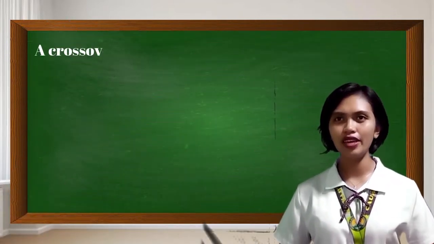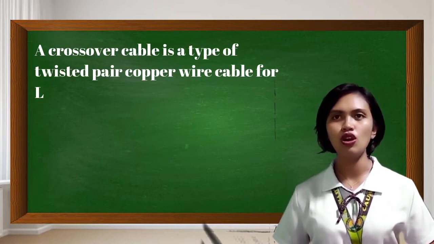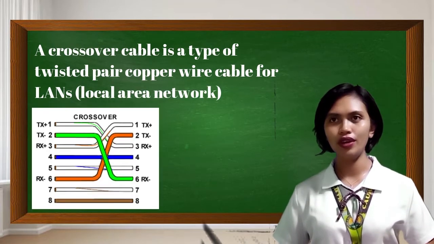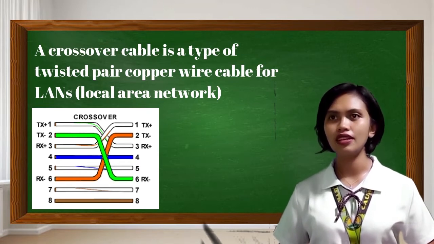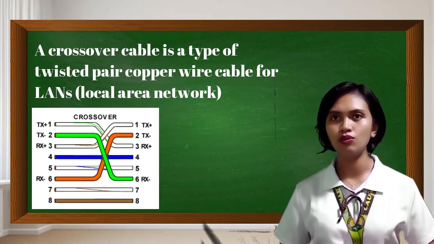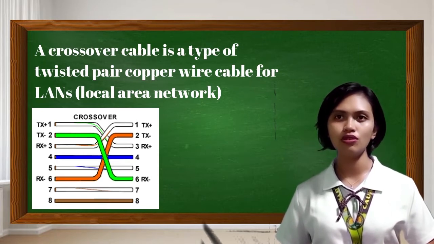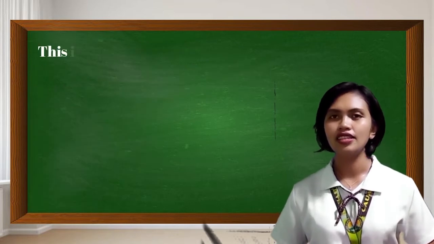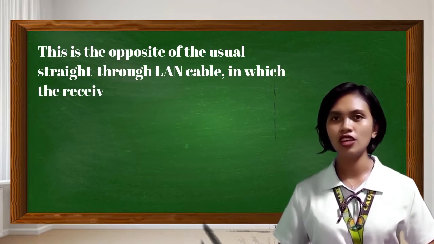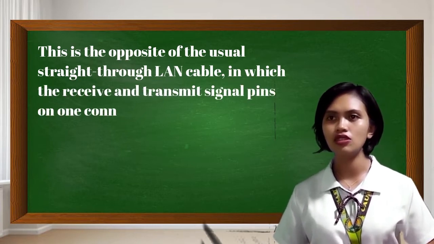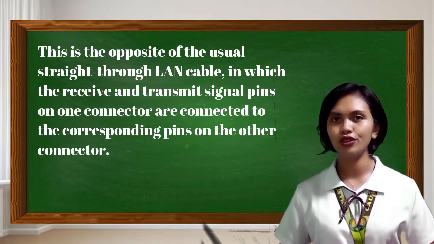A crossover cable is a type of twisted pair copper wire cable for LANs or local area network, in which the wires on the cable are crossed over so that the received signal pins on the RJ45 connector on one end are connected to the transmit signal pins on the RJ45 connector on the other end. This is the opposite of the usual straight-through LAN cable, in which the receive and transmit signal pins on one connector are connected to the corresponding pins on the other connector.